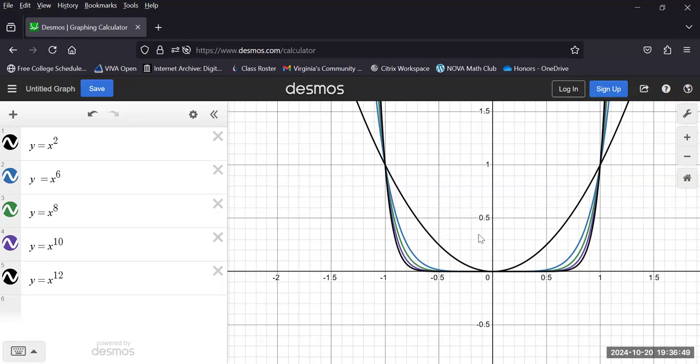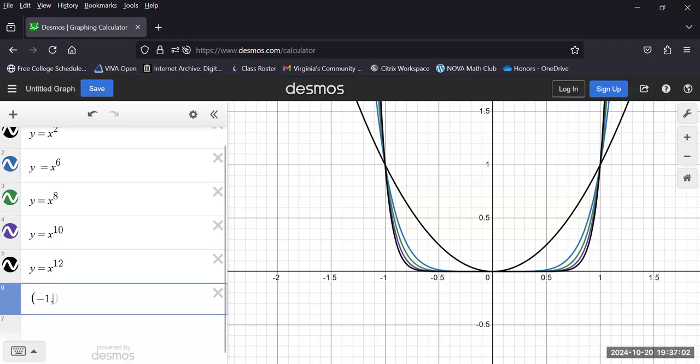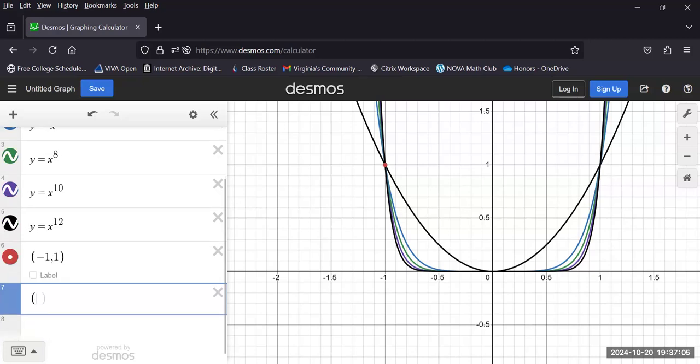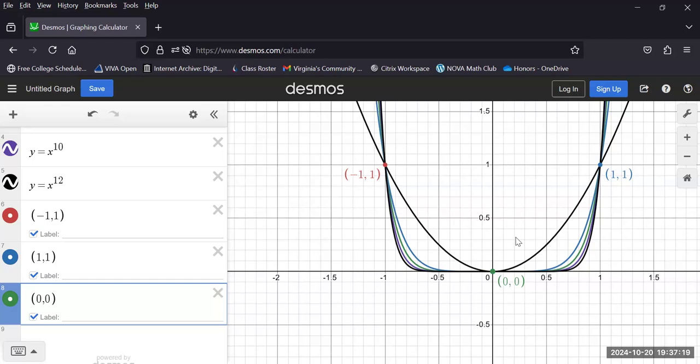As you may notice, each of these curves is crossing through these three points basically. I'll plot those. So that's negative 1, 1, and 1, 1, and the origin, which is at 0, 0. So every polynomial of the form x to the n, where n is even, except when n is 0, does this. It always goes through negative 1, 1, 1, 1, and 0, 0, meaning through the origin.